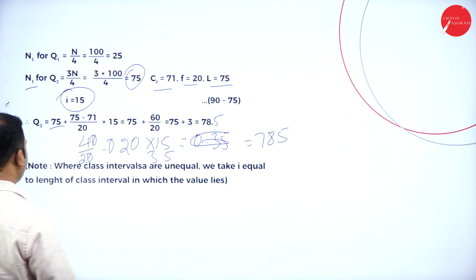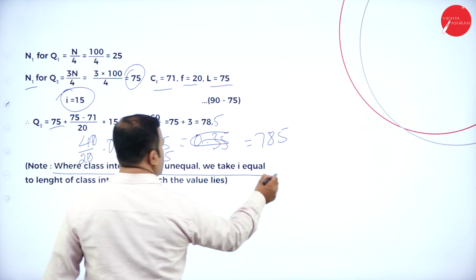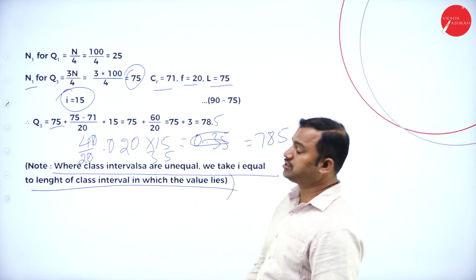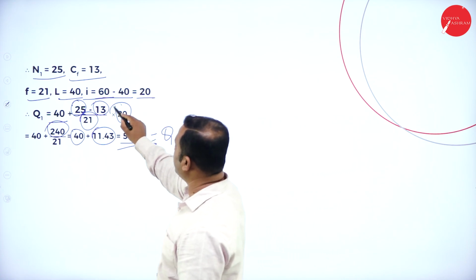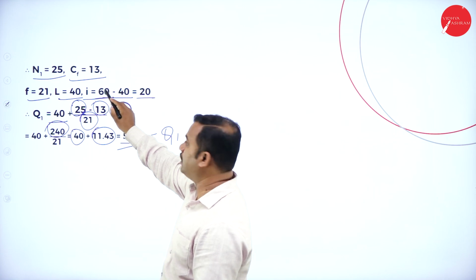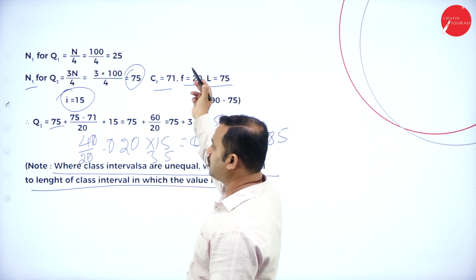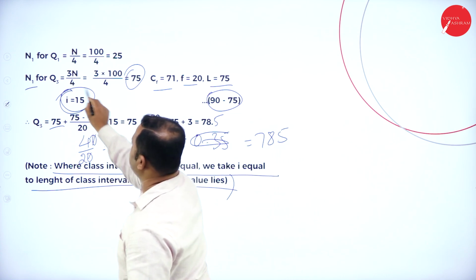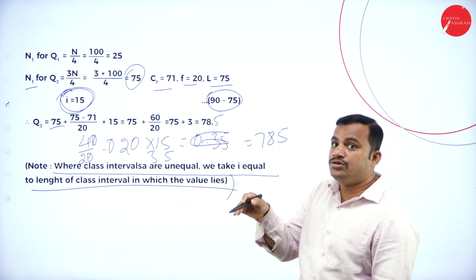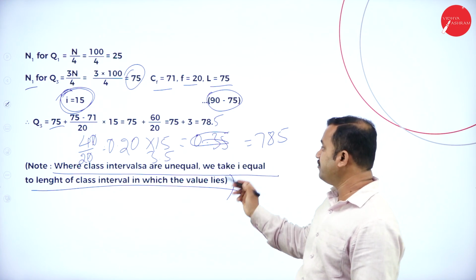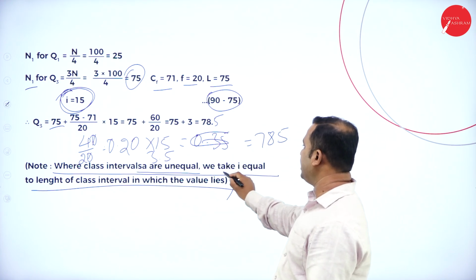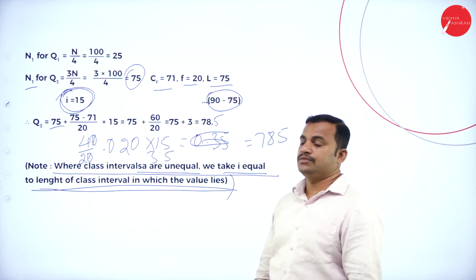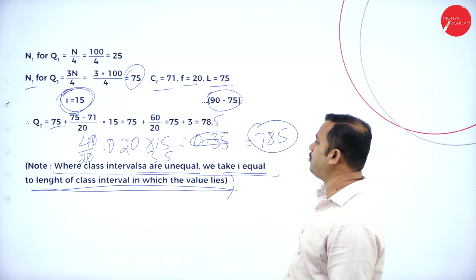Where the class intervals are unequal, we take i equal to the length of the class interval in which the value lies. In this case, the value of i was equal to 20 earlier for Q1. But for Q3, we have the interval 90 to 75, which is equal to 15, so i is equal to 15. For unequal intervals like this, we take i equal to the length of the class interval in which the value lies, in this case 78.5.